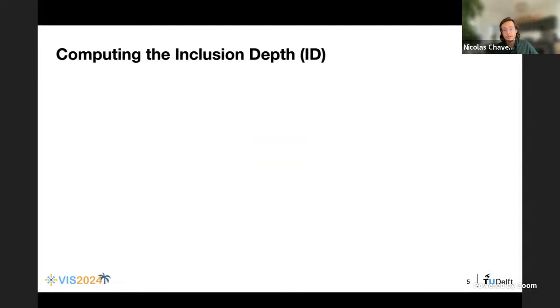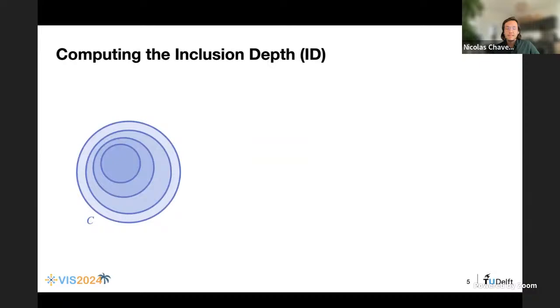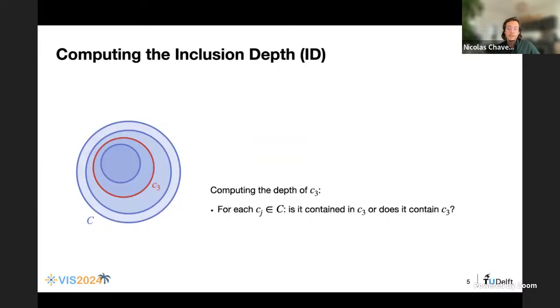How do we compute inclusion depth? Let's say we have an ensemble of 4 contours, and we want to compute the inclusion depth of contour number 3. The first thing is to ask, for every other contour in the ensemble, whether C3 is contained in that contour or it contains the contour.